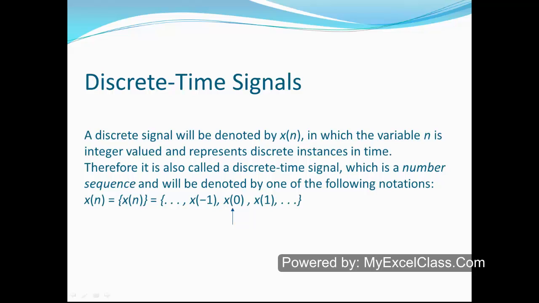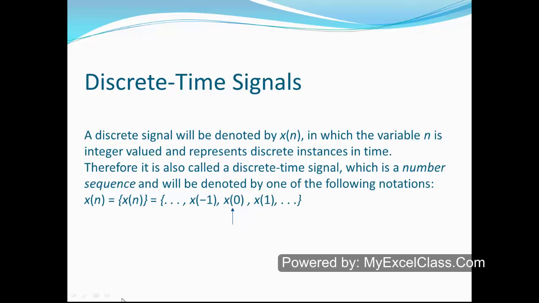An analog signal will be denoted by x of a, bracket t bracket close, in which variable t can represent any physical quantity. It can be time as well, but we will assume that it represents time in seconds. Discrete signals will be denoted by x of n, in which the variable n is integer valued and represents discrete instances in time. And like I said, the arrow indicates the sample number 0, or where the time actually starts.